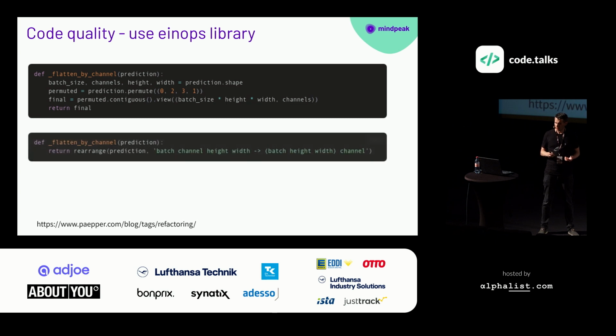And now compare this with this. You just have, I want to rearrange my prediction from batch channel height width to the combination of batch height width and the channel in the end. So it's much easier to read. It just saves you a minute. And that minute, it saves you every time you read this piece of code or you want to touch it. And I really would recommend using something like this whenever possible. For us, the rule is whenever you touch code, you try to make it a little bit better, since that helps everyone downstream.